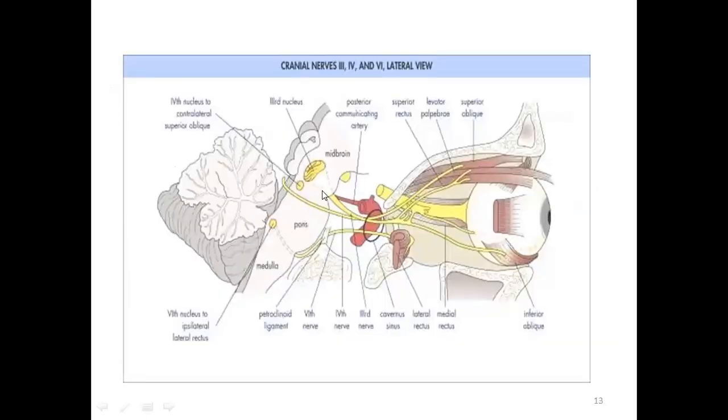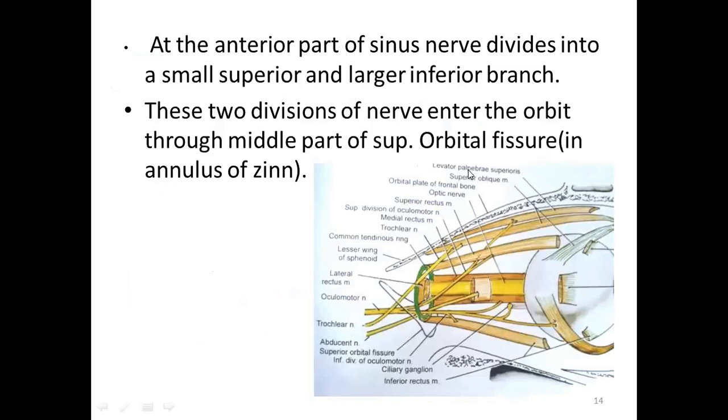And this is how we can trace the third nucleus and the third cranial nerve reaching the eye area. At the anterior part of the sinus, it divides into a small superior and an inferior branch. These two divisions of the nerve enter the orbit through the middle part of the superior orbital fissure, through the annular ring of Zinn. You can see.